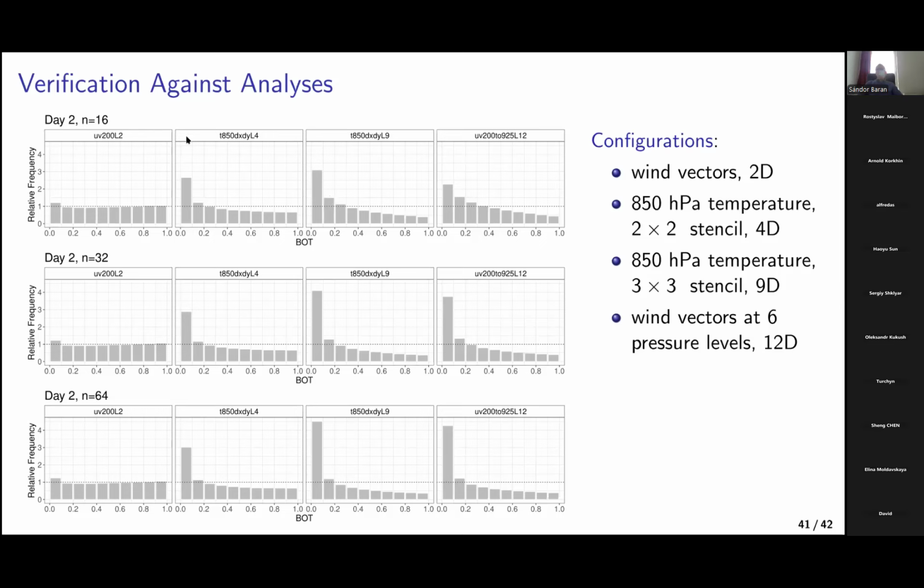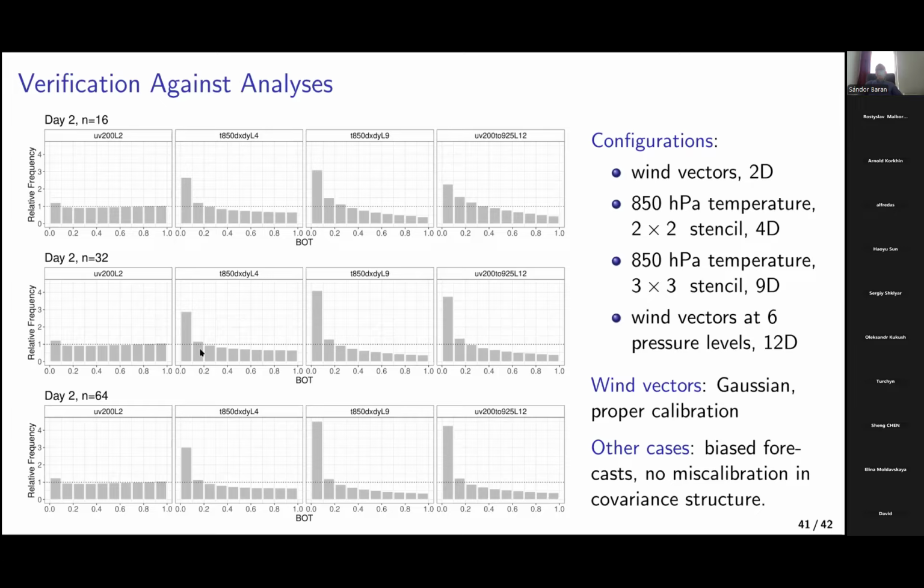The first corresponds to the 2-dimensional wind vectors. And this shows you that wind vectors are nicely Gaussian, we tested it, and well calibrated. So all histograms are uniform.